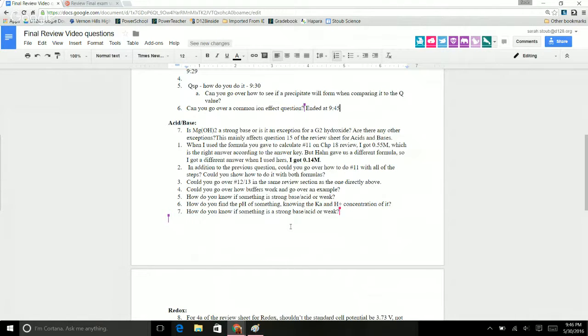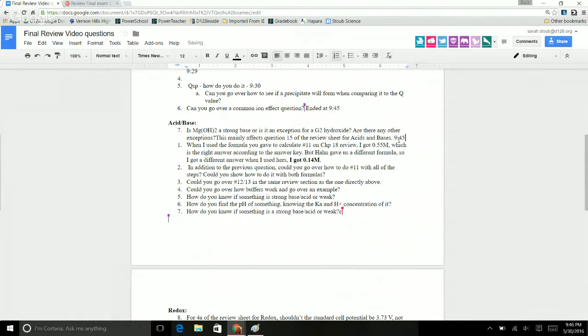Are there any other exceptions? The only one that is not a strong base from group 1 and 2 is beryllium oxide, hydroxide. Scratch that. Beryllium hydroxide, Be(OH)2, is our only exception for a strong base. It's actually a weak base. Okay. That one was at like 9:46.